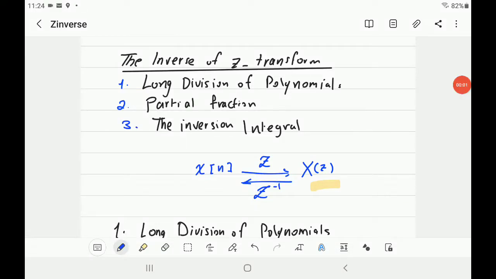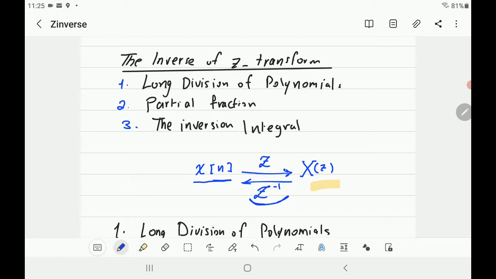Hi, the lecture today is about the inverse of Z transform. The inverse of Z transform enables us to extract x of n from x of z. As we learned, from the sequence x of n, by Z transform we can find x of z. And if you have x of z, to get x of n, you perform the inverse of Z transform.